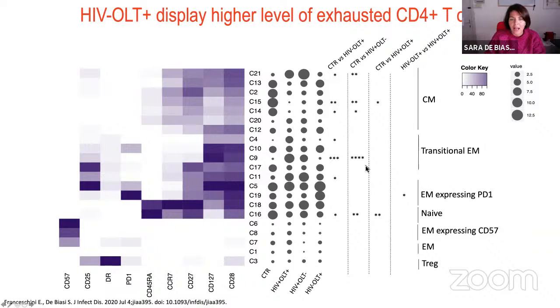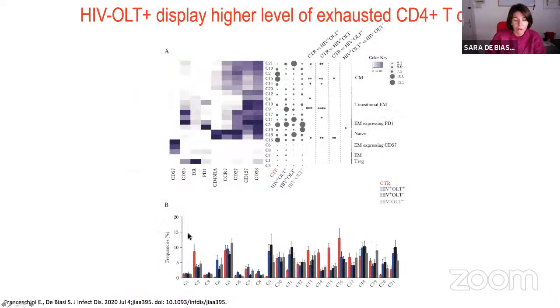And we performed differential analysis to understand if the percentage of this cluster was different between the different kinds of patients and controls. And we reported the stars, represented by P less than 0.05. In particular, we wanted to analyze the percentage of this cluster. What we found is that, for example, cluster 19 was highly represented in HIV negative patients receiving orthotopic liver transplantation. And this population was a population of effector memory T cells expressing PD1.